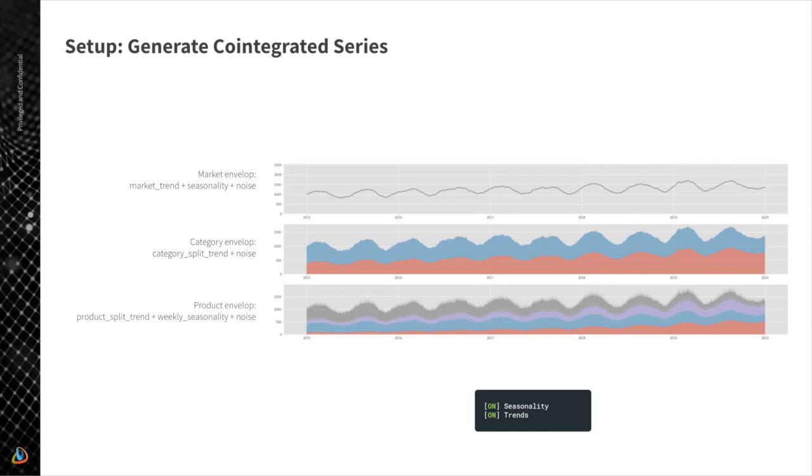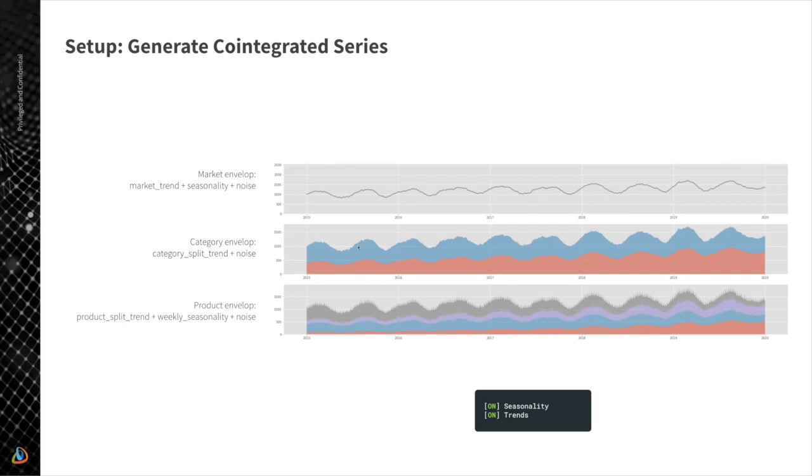So our first step is to set up our environment and the data. The way we approach it, we first generate what we call here a market envelope. We essentially generate the total demand for some collection of categories for a long period of time, for 5 years. The way we generate it, we have some trend, and we also have some seasonality, and some correlated noise added as well.